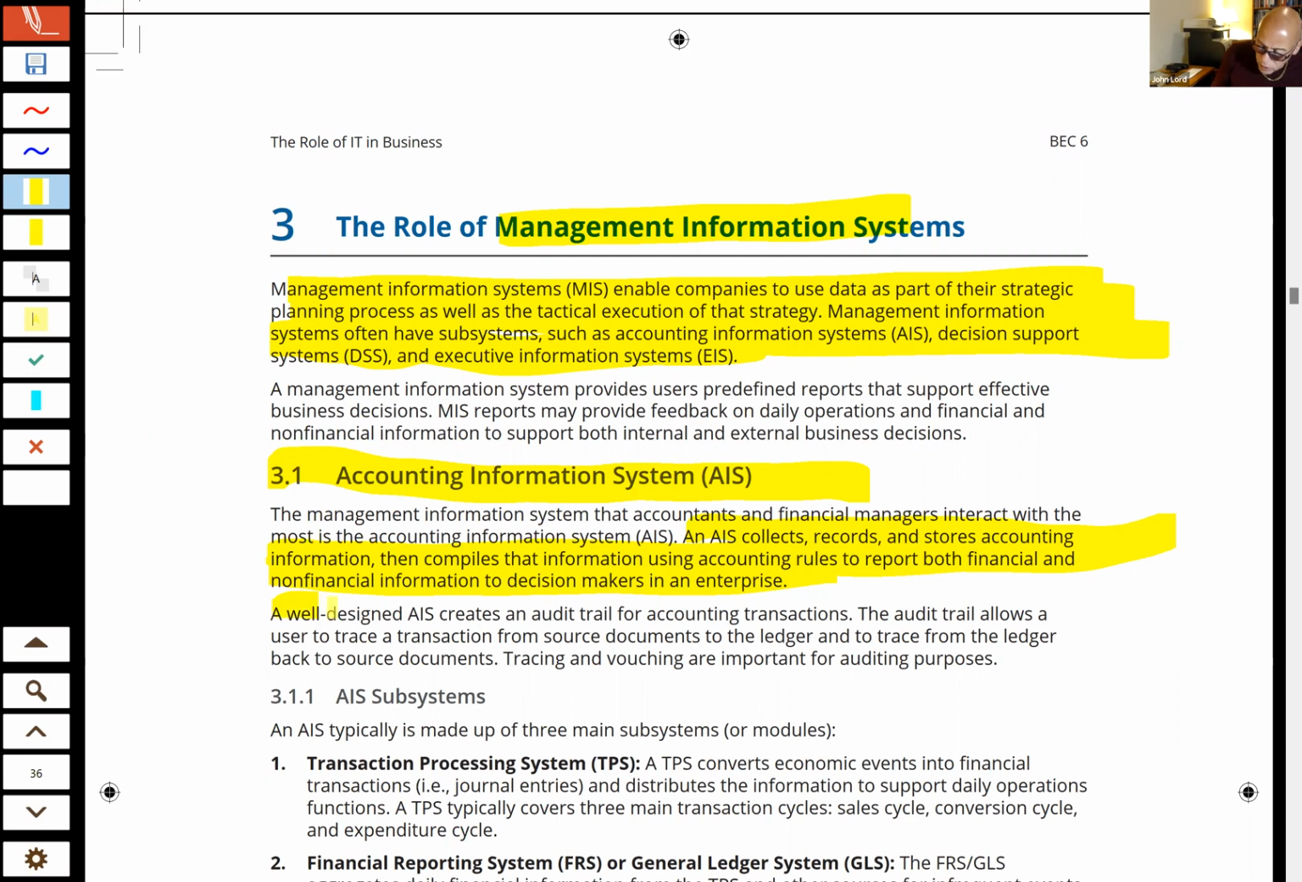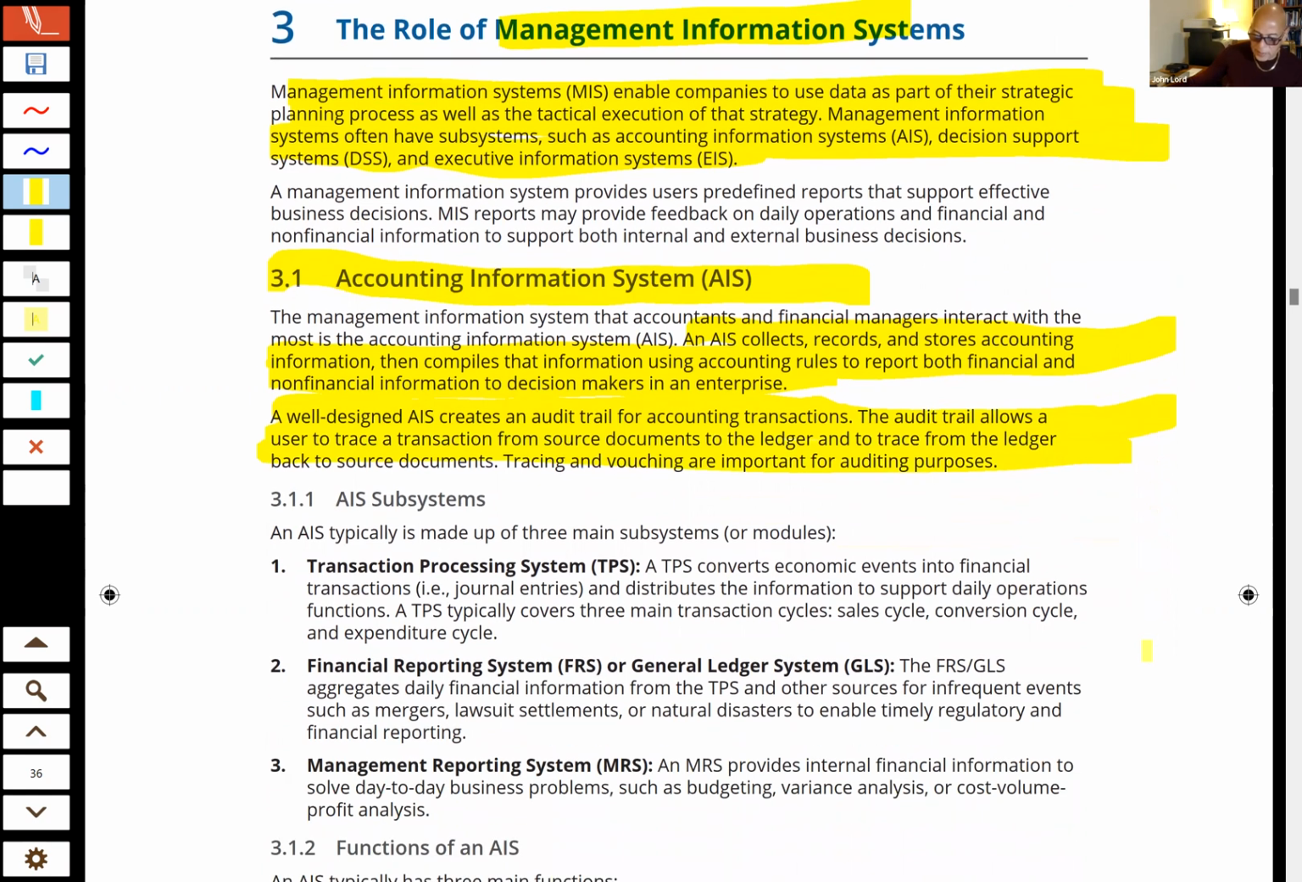So you can see that a well-designed accounting information system creates an audit trail. Okay, again, when we're being audited, we're being audited for what? External reporting purposes. And the audit trail allows users to look at transactions from source documents into ledgers, into journals, that sort of thing. Okay, now you come over and you start to take a look at the AIS subsystems.